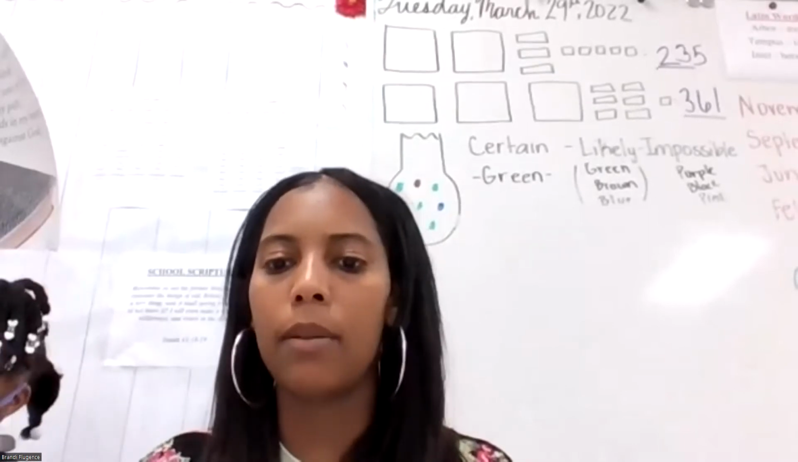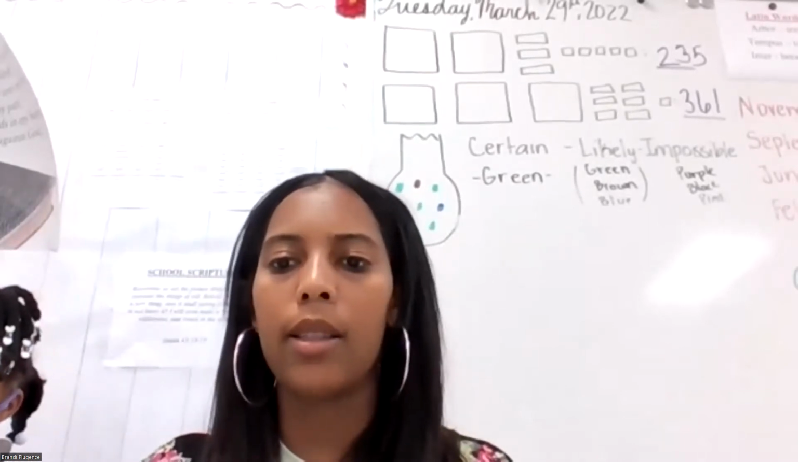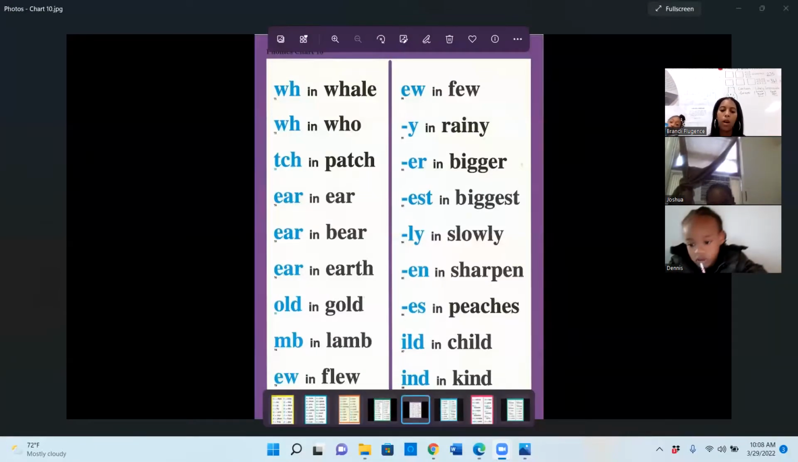Let's go over chart 10. Let me show it on the screen. All right, WH. WH says what, and who. TCH says patch. EAR says ear, and ear. EAR says air, and bear. EAR says earth. OLD says old, and gold.